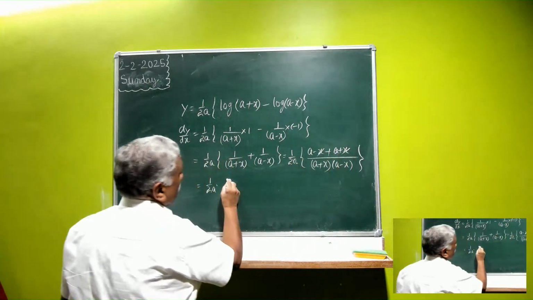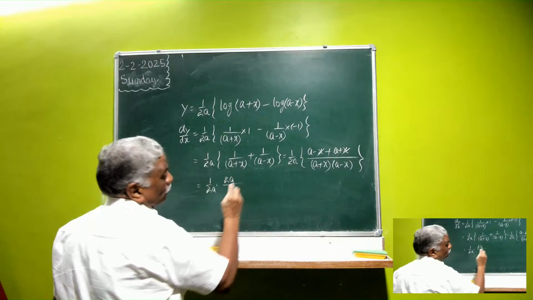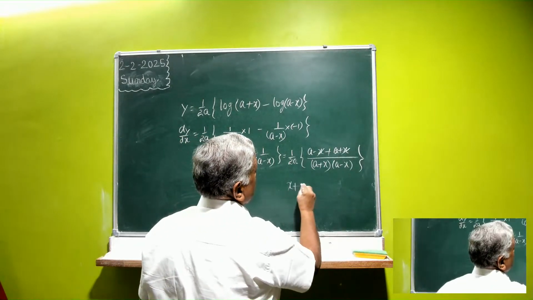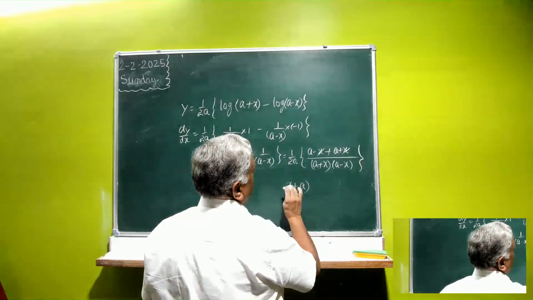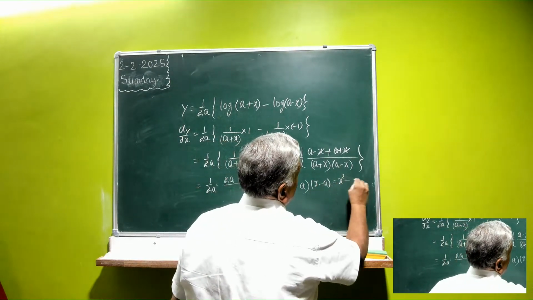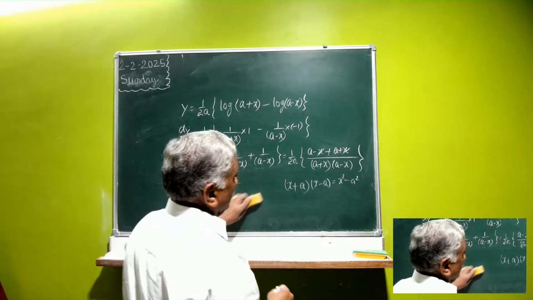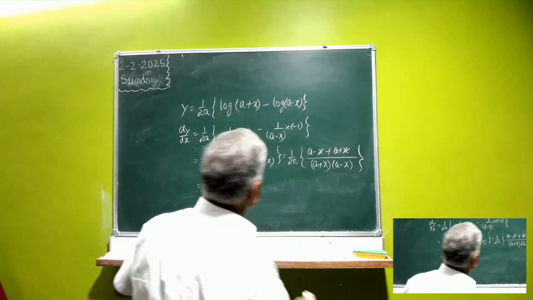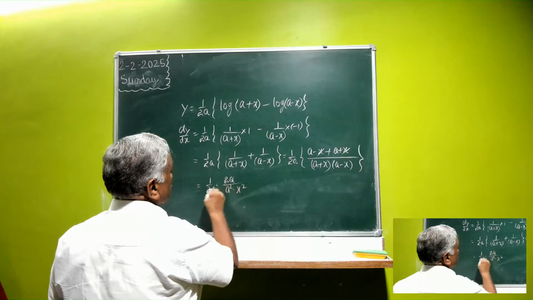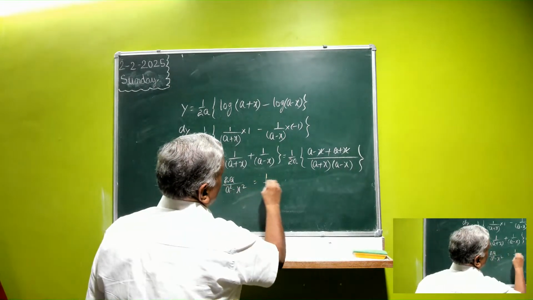A plus a is 2a, over... You can use the formula, which we have used a number of times: x plus a into x minus a is x square minus a square. So here a plus x and a minus x gives a square minus x square. These two will cancel. You get 1 over a square.